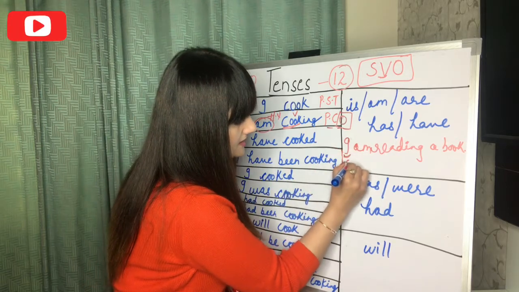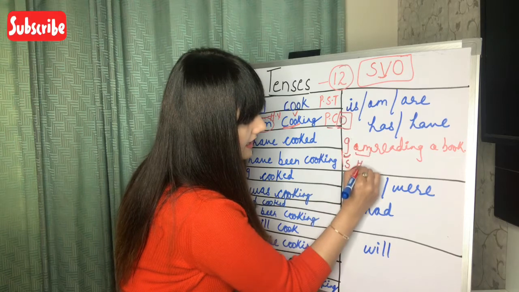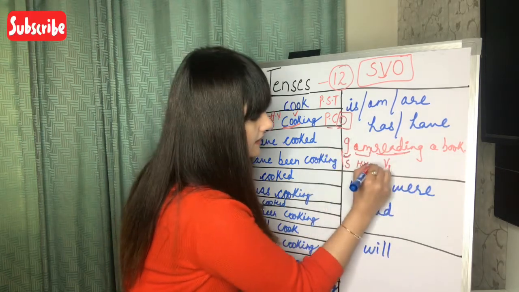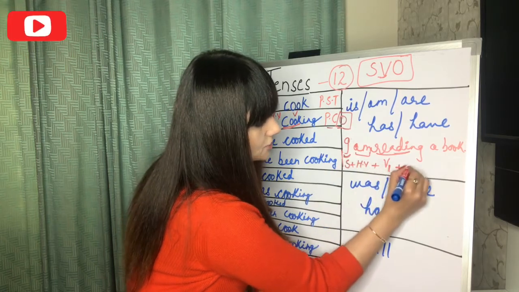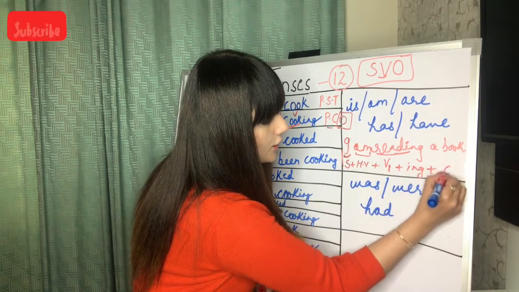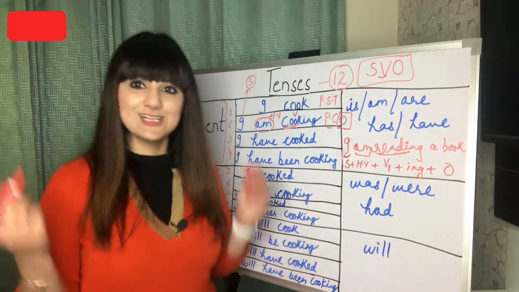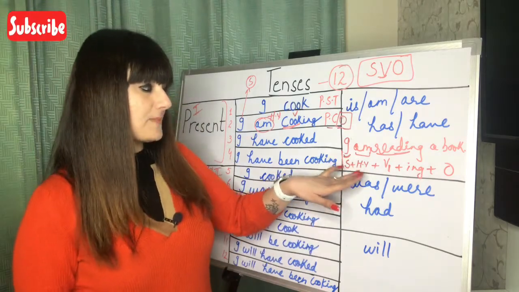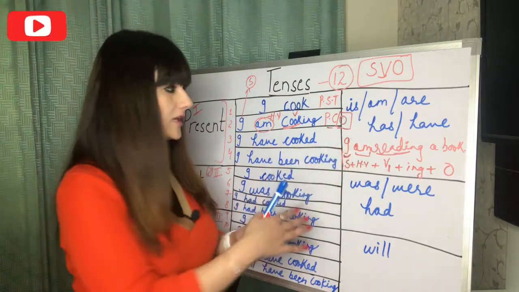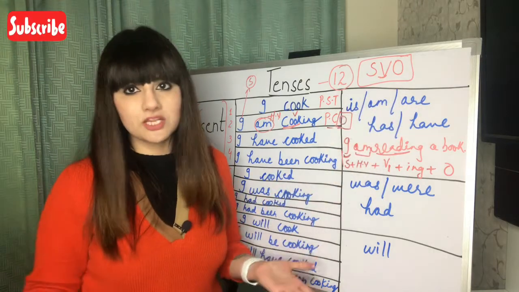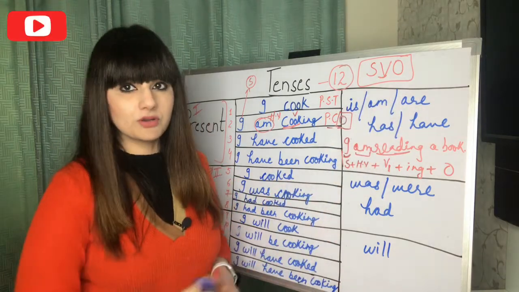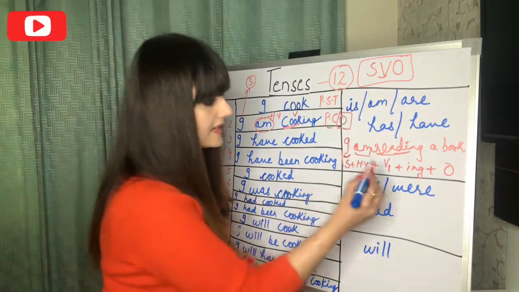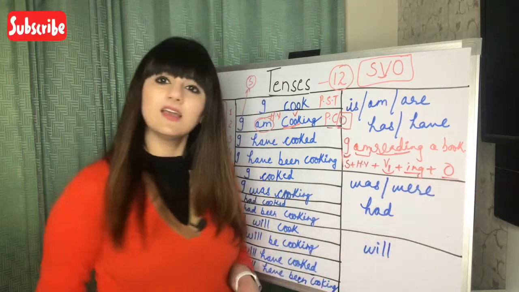So I is my subject. This is my helping verb. This is the first form of the verb. Then is your ing, and it's your object. All right. So this way, you can create a rule. Subject plus helping verb. It depends: is, am, are. According to this, she is reading a book. They are reading a book. You are reading a book. Then after that, first form of the verb, then ing, and then object.